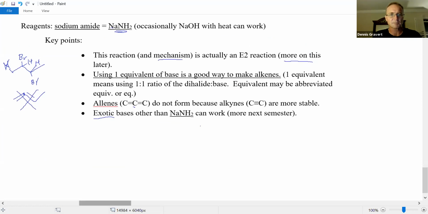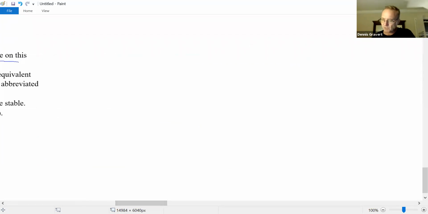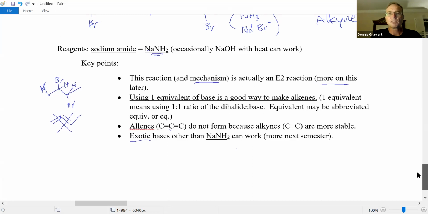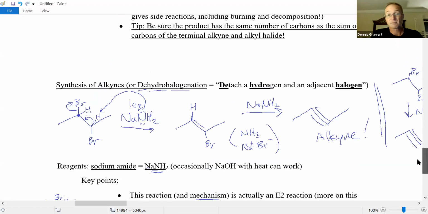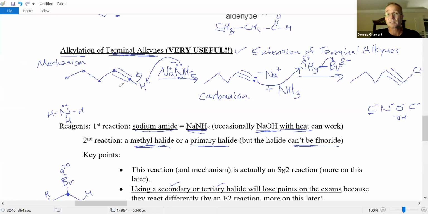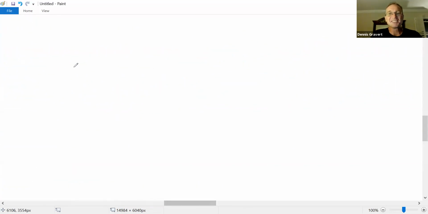I got a last couple of points here in my notes. I want to just point something out. Here, just take a note of this. We use the same reagent to do 2 different things. So this new reagent, sodium amide, can make triple bonds, but can also extend a terminal alkyne. So you can get clever and use them both in the same reaction. Nothing special about bromine. You can have chlorine there.